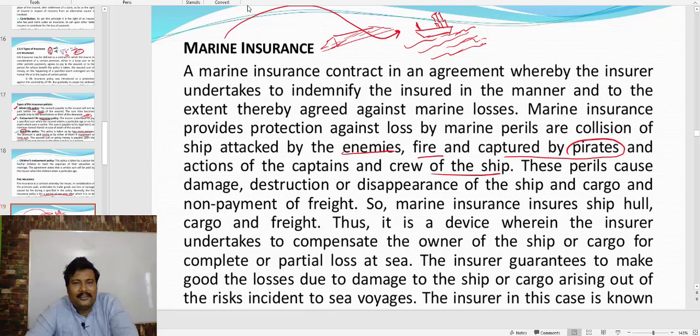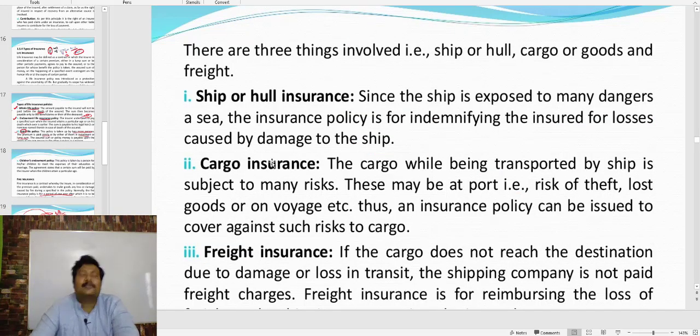That will be considered marine insurance. Okay, so marine insurance also has types: hull, cargo and freight. We will understand these also. First, ship or hull insurance. Since the ship is exposed to many dangers at sea, the insurance policy covers insured losses caused by damage to the ship. ठीक है भाई? So the whole ship is insured. It means if anything has happened to your goods when the goods are on the ship, the insurance company will pay.